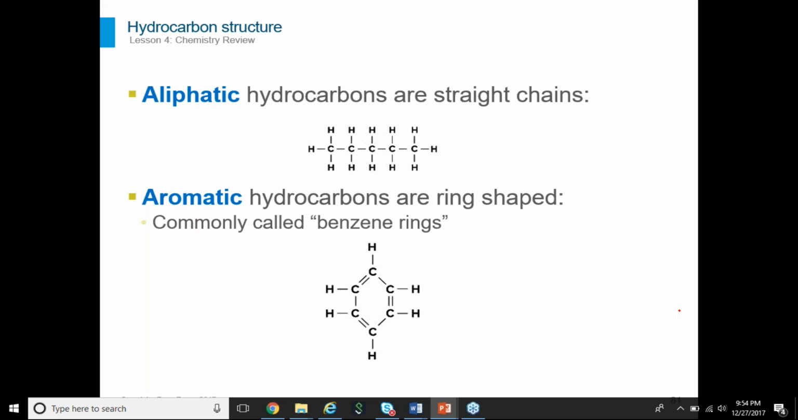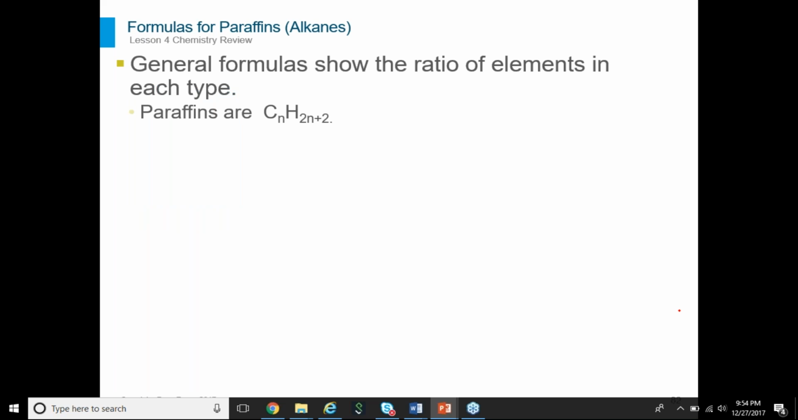So we're going to look at some different homologous series. The first one is alkanes, which are also called paraffins. And when we have these series, we're given general formulas for them. And those formulas kind of just show the ratios of elements in each type. So it looks a little weird. For paraffins, our formula is CnH2n+2.